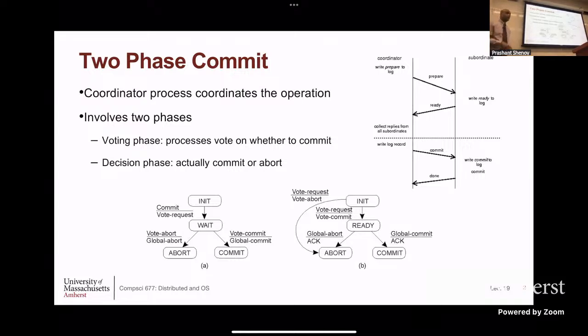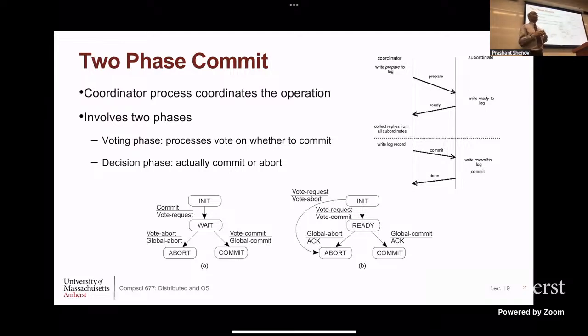Having said that, how does 2-phase commit work? It has a coordinator, and the coordinator is just going to ask all of the participants whether to commit the operation, which means it successfully completes, or abort the operation, which means you have to undo that operation. All of the participants will get to vote.